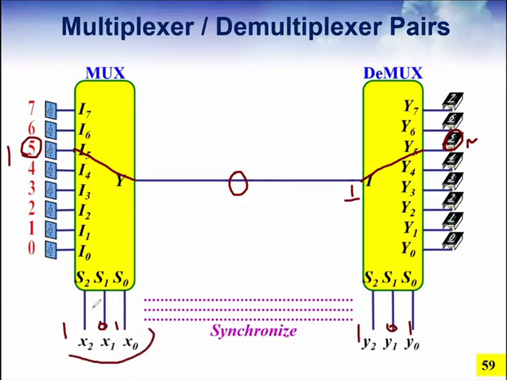Important is, the selection lines must be synchronized. That is, MUX and DeMUX both must know what the value of the selection lines should be. That's it. Clear?